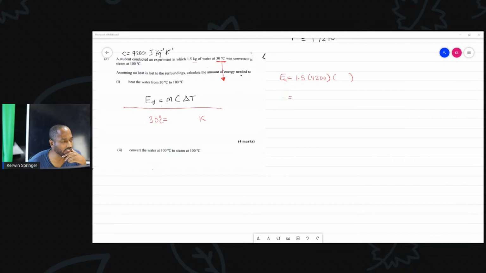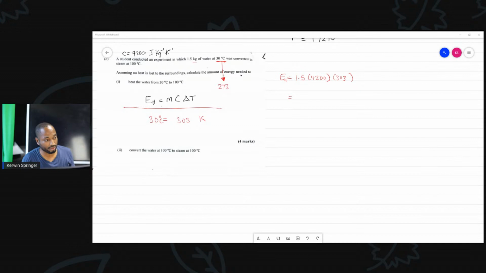Ice melts at 273, right? So we're going to absolute temperature, so we're going to add 273. That puts us on 303. So you put the 303 there: 1.5 by 4,200 by 303.